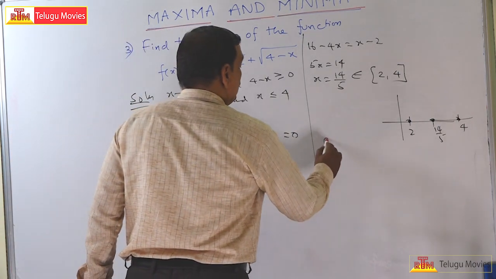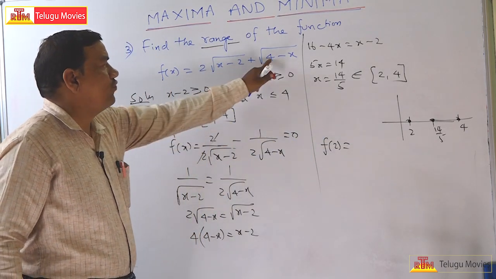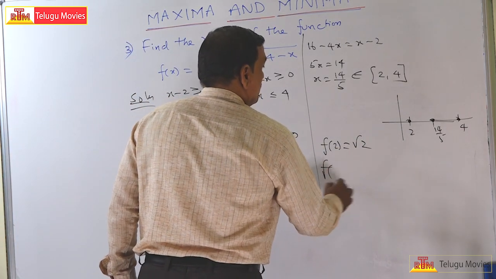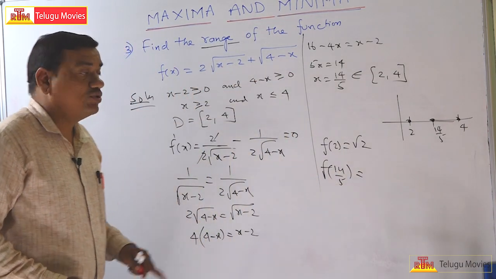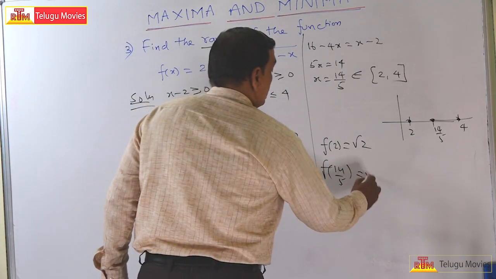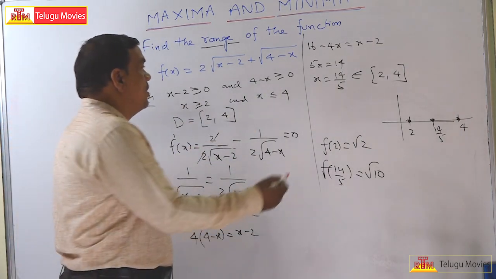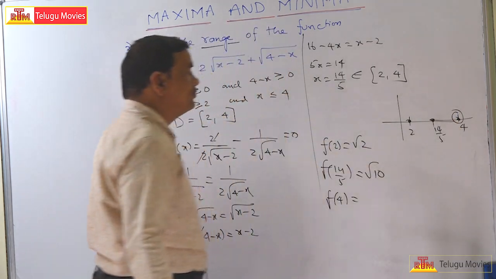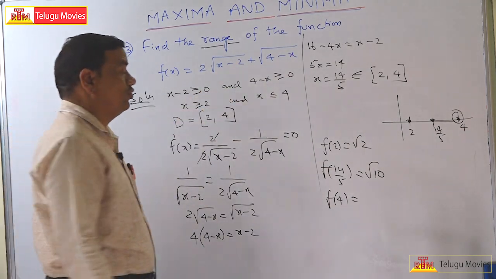So if you take f of 2, let us take f of 2 is equal to, this is 2 minus 2, 0, 4 minus 2, 2, root 2 you will get. Okay now, next f of 14 by 5. So wherever x is there, substitute 14 by 5, here also 14 by 5. So you will get root 10 value. Let us check it. Wherever x is there, substitute 14 by 5, you will get root 10. For root 4, 4 you substitute here. If you substitute 4, this is 4 minus 4, 0. So 4 minus 2, 2, 2 root 2 you will get.